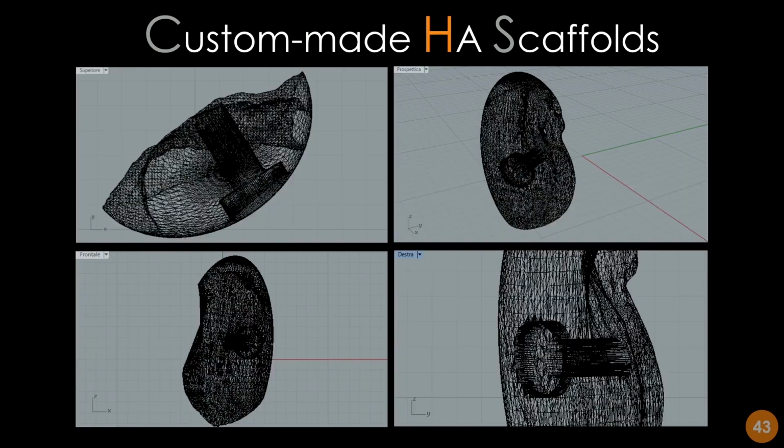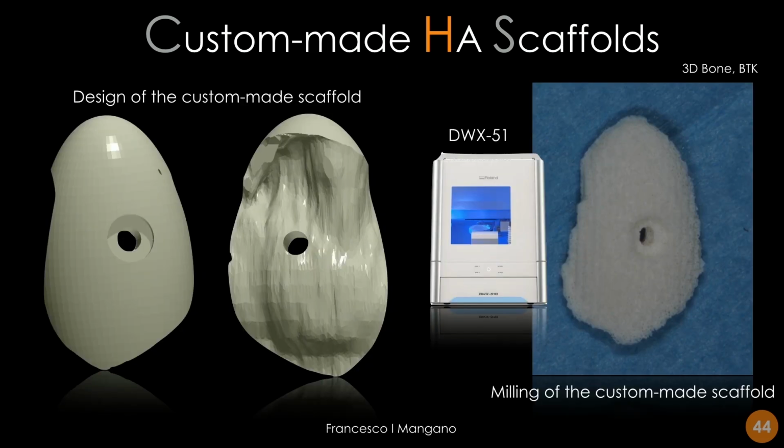in which we can also design the custom-made scaffold. Here, the adaptation of the scaffold in reverse engineering, with a hole created through the scaffold for the fixation of the scaffold. Professor Aldo Macchi was one of the most important experts in this kind of treatment procedure. And here the scaffold is milled with a Roland DWX51. This product is also called 3D Bone, from the same company as before, BTK, and it's ready for clinical use.